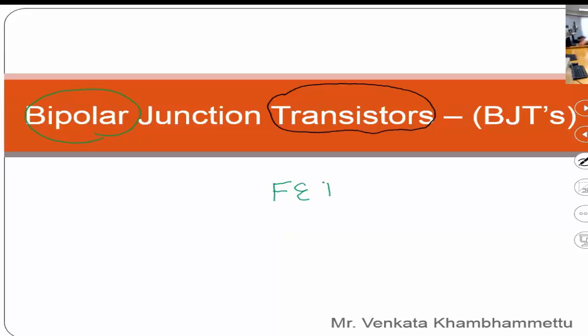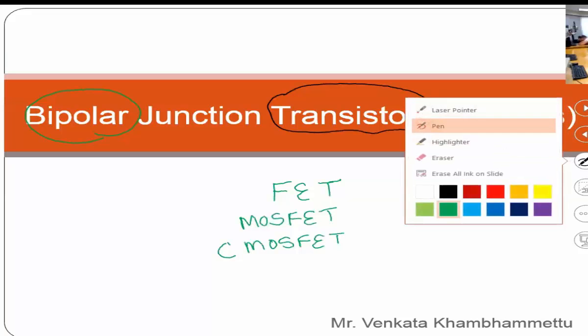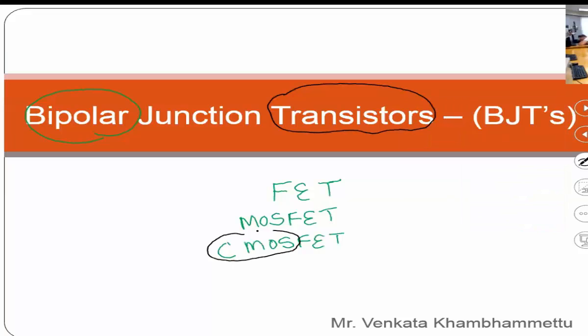another type of transistor called FET, and an extension of FET is called MOSFET. An extension of MOSFET is called CMOSFET, but it usually goes by the name of just CMOS. So FET stands for field effect transistor.